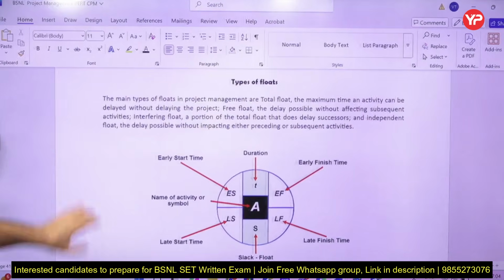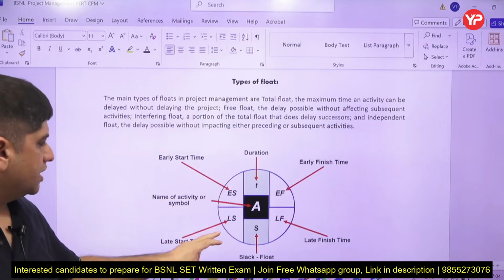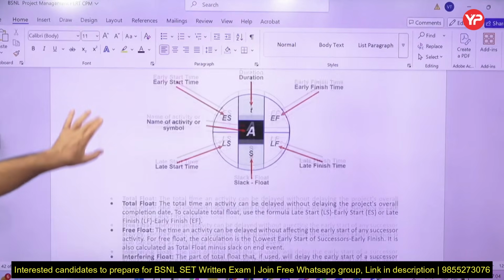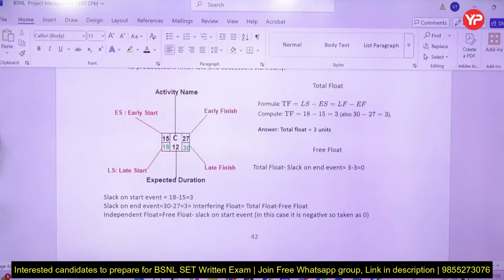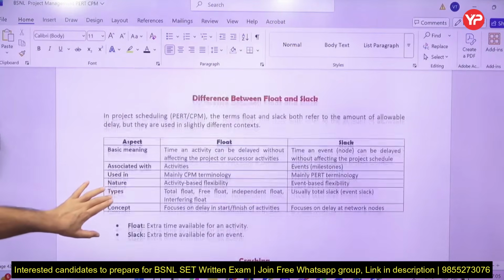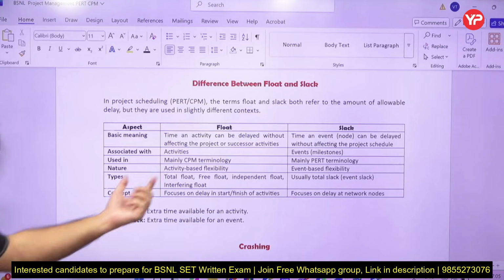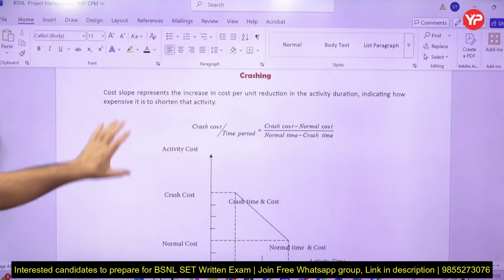So these are the types of floats, friends. Earliest start, late start time, earliest finish, late finish time, slack and float. This same thing which I discussed with you is explained here through an example. So float is for activity, slack is for node or event. This is mainly CPM, this is mainly PERT. Crashing, as I told you, is reducing the duration.